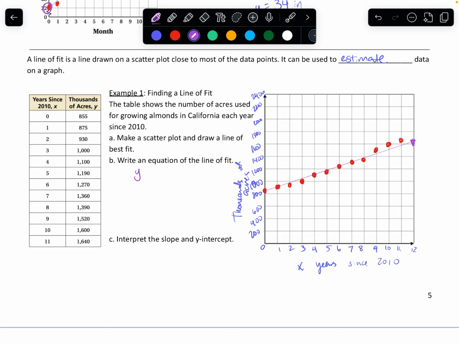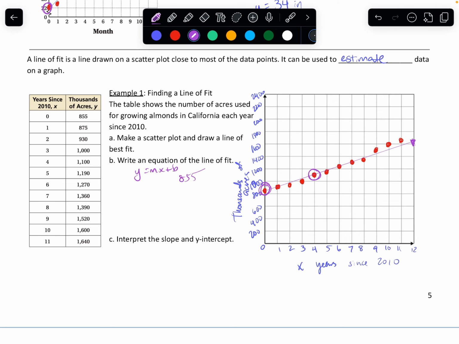So part B, write an equation of a line. Remember, it is going to be y equals mx plus b. In this case, your b is given to you. Your b is 855.